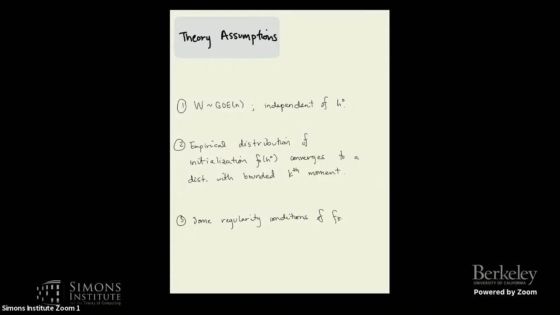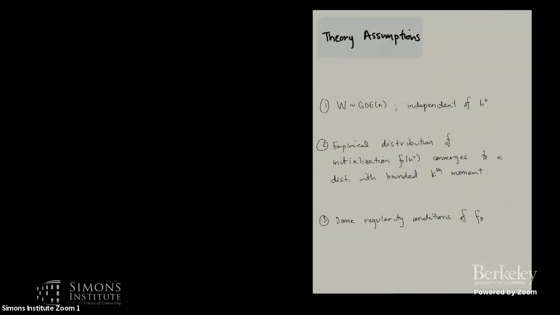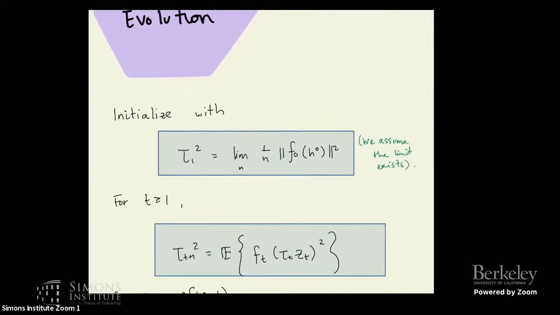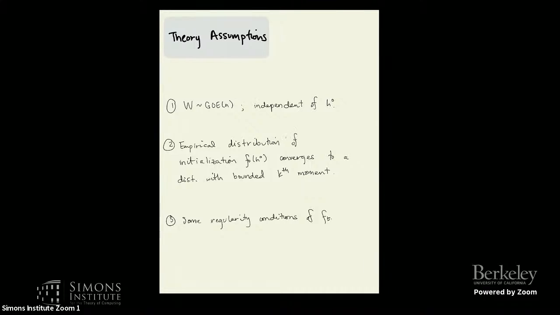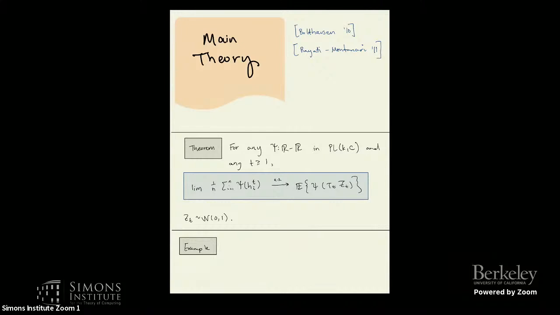So the theory is the following. If we assume that our matrix is GOE, so symmetric Gaussian, independent of our initialization, we also need to assume that the empirical distribution of our initialization as input to our function f0 converges. This is just so that my first tau 1 over here is well defined. I also need some bounded moments on this condition, and some regularity conditions on f_t beyond just the Lipschitz property, but those are unimportant. What we see is the following. We get our main theoretical result.